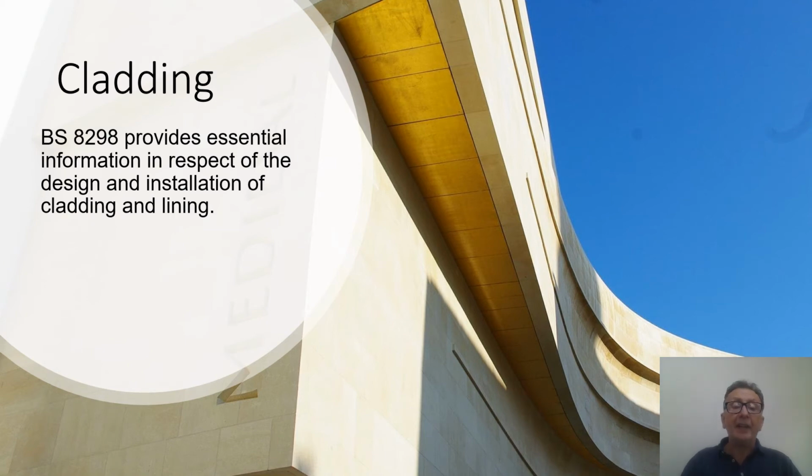For external cladding, the standard to refer to is BS 8298. This actually comes in 4 main parts at the moment. The part 5, which will deal with internal linings, is in the process of being written at present and should be available in approximately the next 12 months or so.